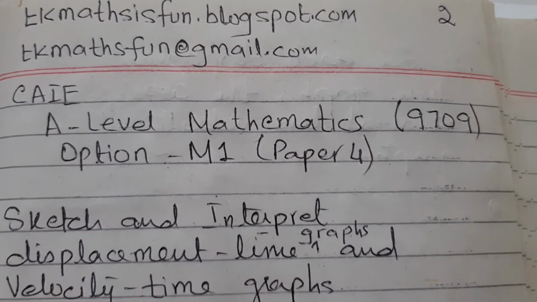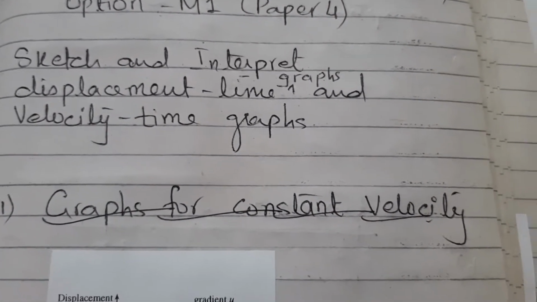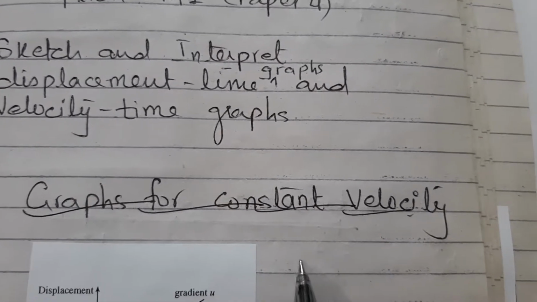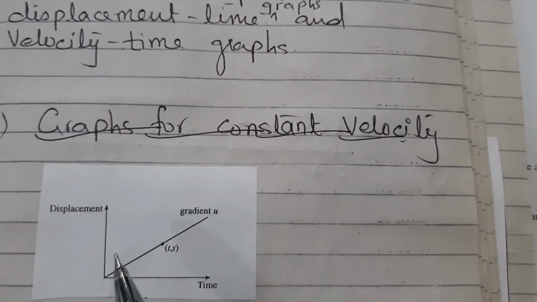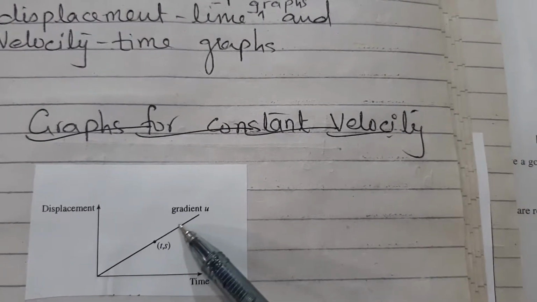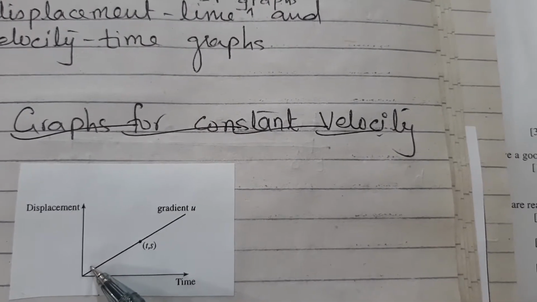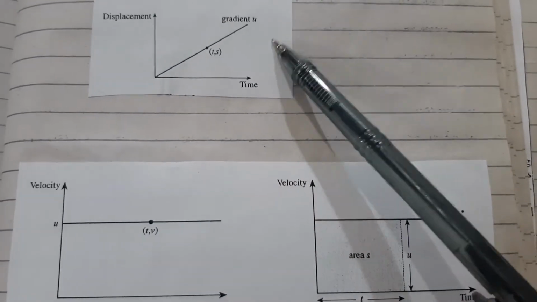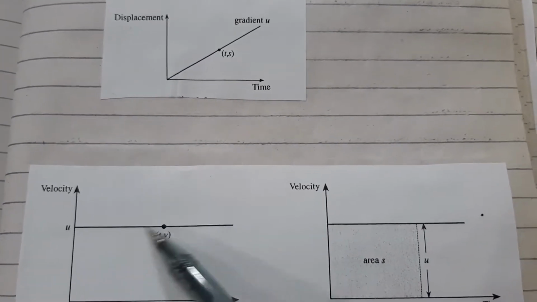So let's just start with the topic. First of all, the graph of constant velocity. So we will see the relation of displacement time and velocity time graph here. In the displacement time graph, the line which is going like this, slant line and straight line, what does it represent on the velocity time graph? This line on the displacement time graph will be represented by a straight horizontal line.